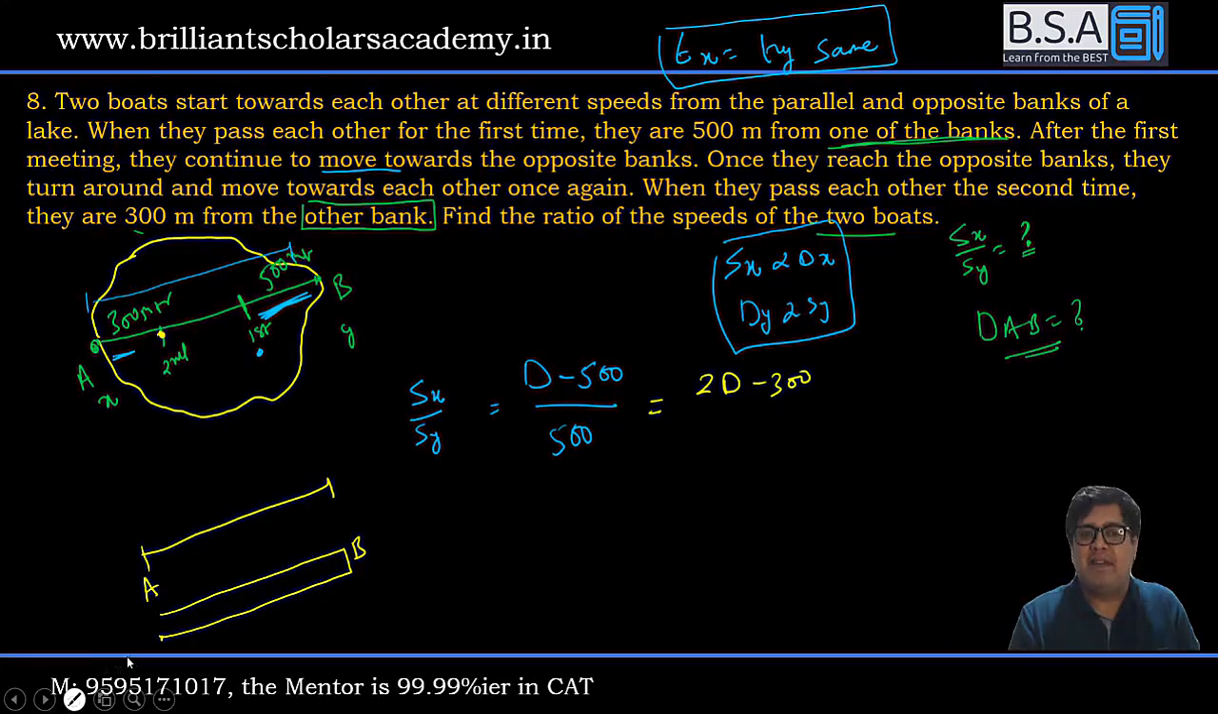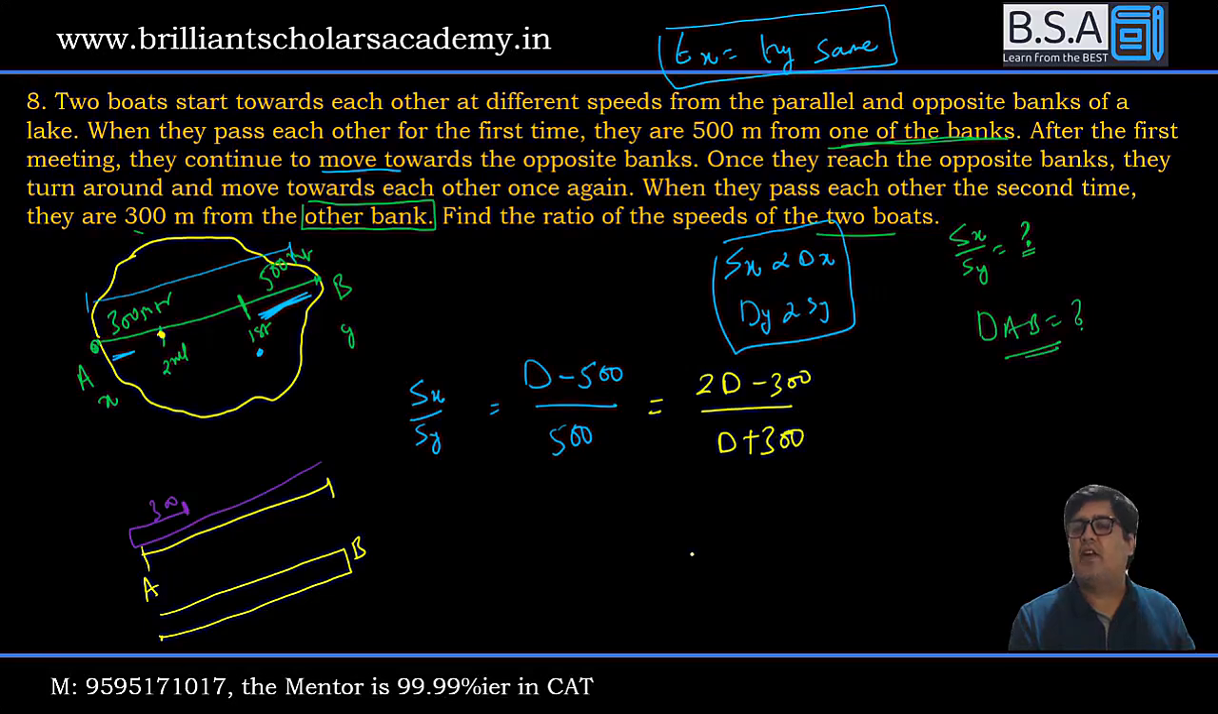How much has Y traveled? Do you realize? If Y started from here and is meeting the other person 300 meters away, Y must have traveled how much? Y must have traveled D plus 300. Now I can assure you, many people who will reach here will cross multiply.